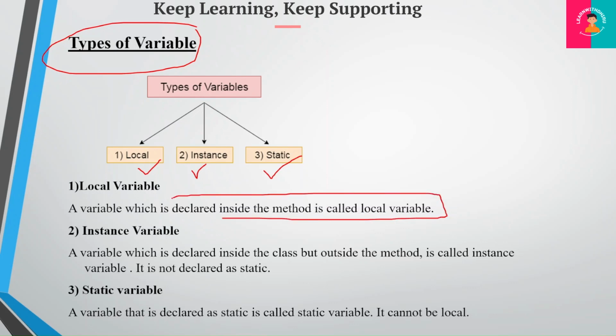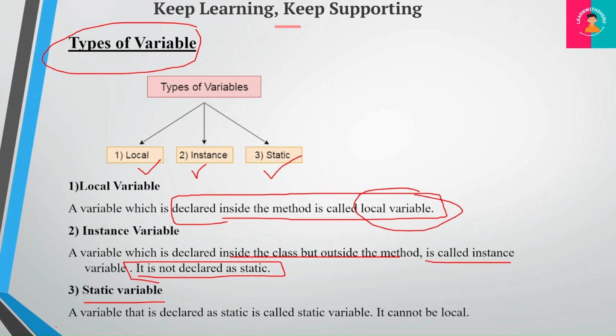Whatever variable is declared inside the method is known as a local variable. Then there is the instance variable: a variable declared inside the class but outside the method, and not declared as static. Then the static variable: a variable that is declared as static is called a static variable, and it can't be local.